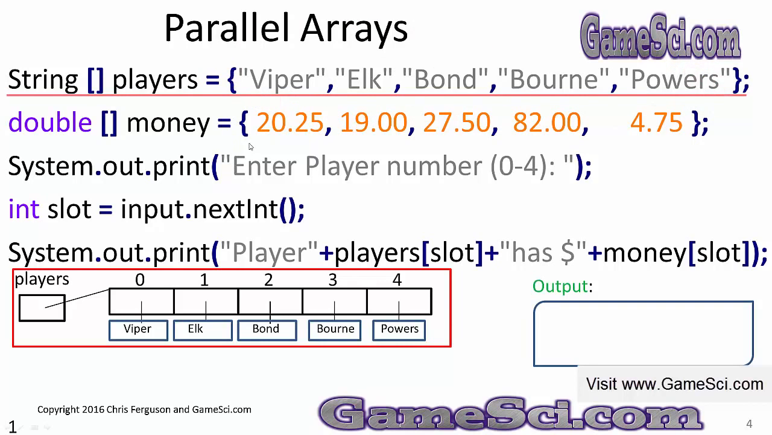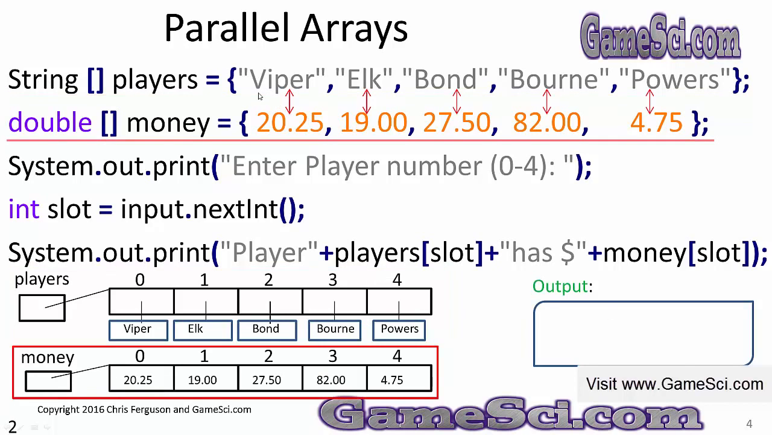And then we're filling each slot with a value: Viper, Elk, Bond, Born, and Powers. We'll set up our parallel array. This array is parallel to the first one. Everything in slot 0 of the players array corresponds to slot 0 of the money array. Whatever's in slot 1 of the player array corresponds to slot 1 of the money array.